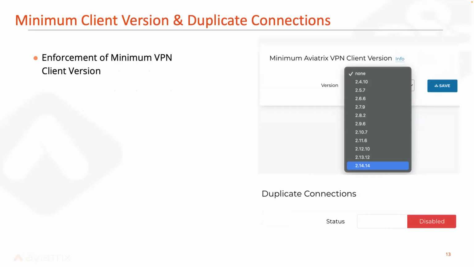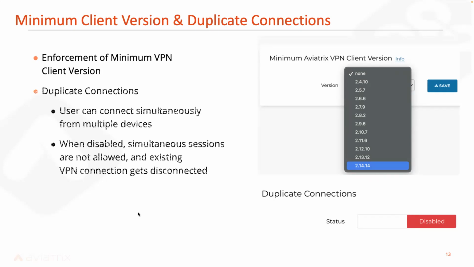What we're showing here is a functionality whereby we can enforce the Aviatrix VPN client version. If you have a very old client, generally we do this for security purposes. There might be security vulnerabilities that are found in very old software. So you can enforce a minimum client version for these users to be able to connect. If the users do not meet that, they only have to upgrade their client, and they will be able to connect to your setup.